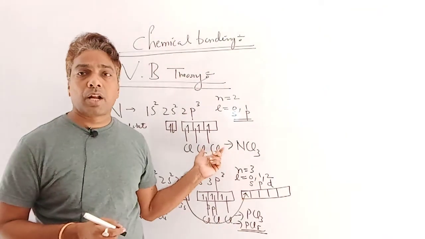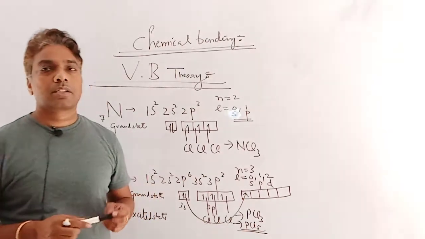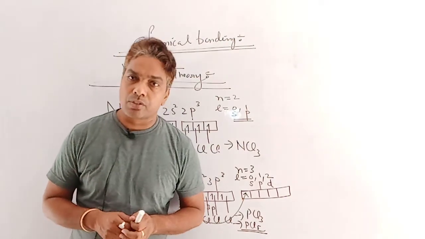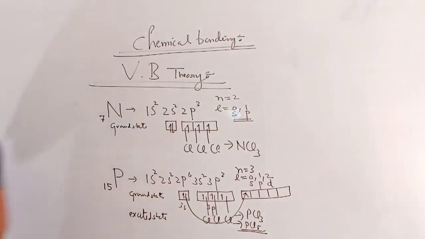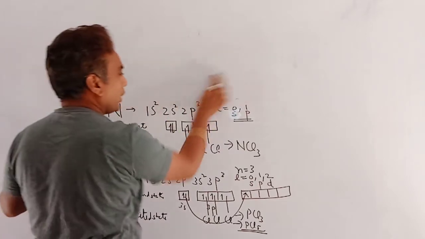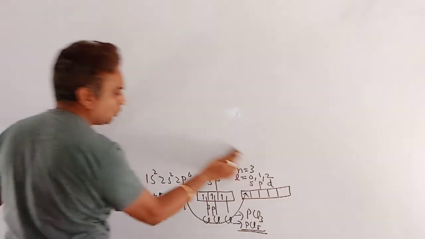But in the case of nitrogen, due to the absence of a vacant d subshell, the excited state is not possible. So NCl5 does not exist. Is it clear? So this is the valence bond theory, and with the help of valence bond theory, we can easily check the existence of a molecule.